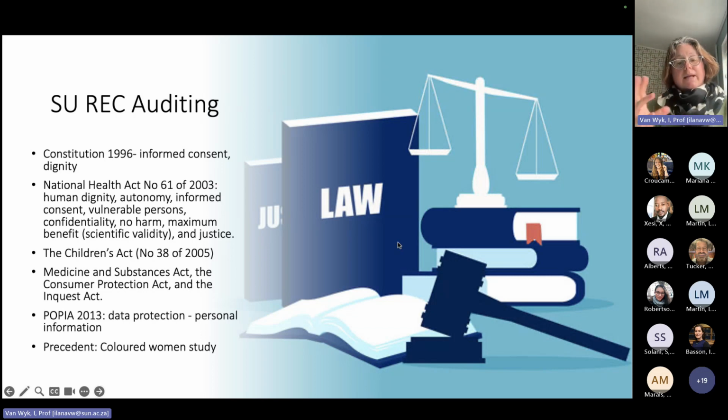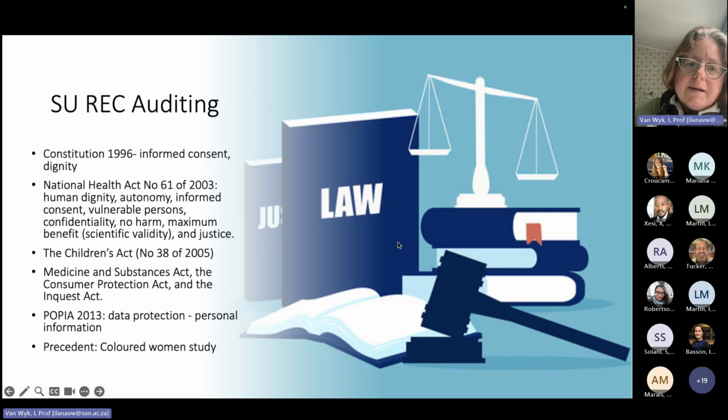Now, what happened with this act was that its definition of research with humans was so broad that it started to encompass all research on humans. So up to 2003, the National Health Act only covered health research. After 2003, with this new definition of what research with humans entailed, it started encompassing social research as well. So suddenly, anyone doing research with humans was subject to this law.